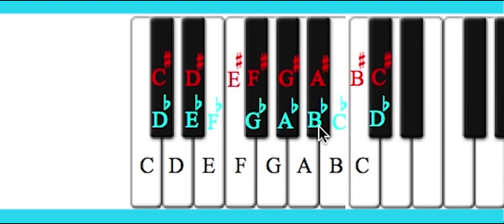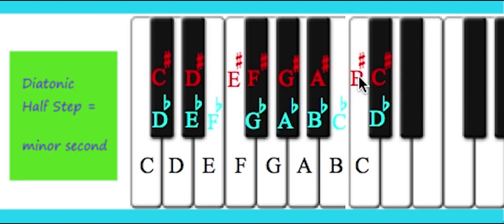A diatonic half step above A sharp is B. And because it's a half step and we're using two letter names, it's an interval of a minor second. C sharp to B sharp, another example of a minor second, a combination of a half step and two letter names.